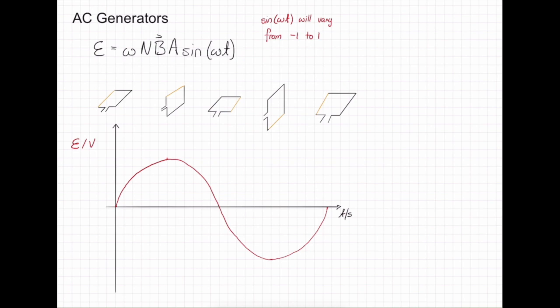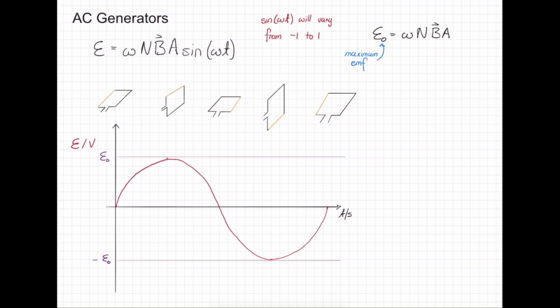So what is this maximum and minimum EMF? I'll note these on the graph with an epsilon naught. From our equation of EMF, the sine component will alternate between -1 and 1. This means that our maximum EMF, epsilon naught, is going to be when sine omega t is equal to 1, giving us that epsilon naught is equal to the angular velocity times the number of coils times the magnetic field times the area.